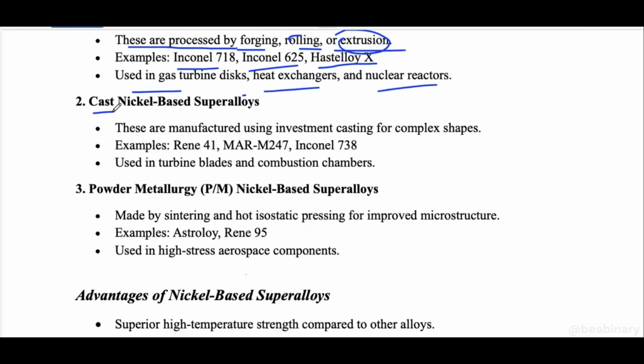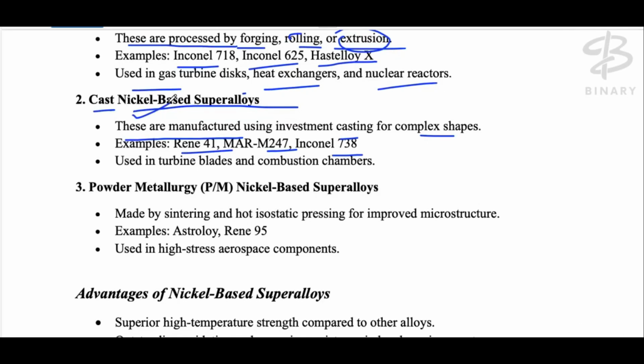Now, the second one is the cast nickel based superalloys. They are manufactured using investment casting for complex shapes. Examples are this one, this one, and this one. I mean Rene 41, MAR-M247, and Inconel 738. These are all examples of this particular cast nickel based superalloy. They are used in turbine blades and combustion chambers.